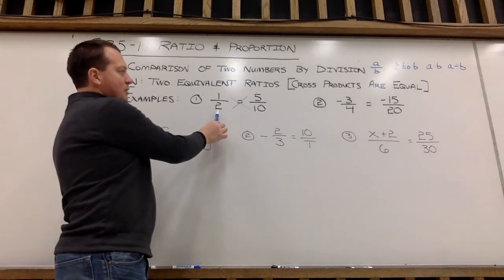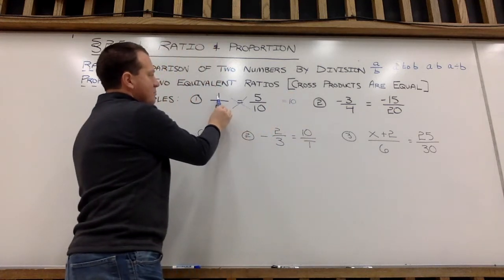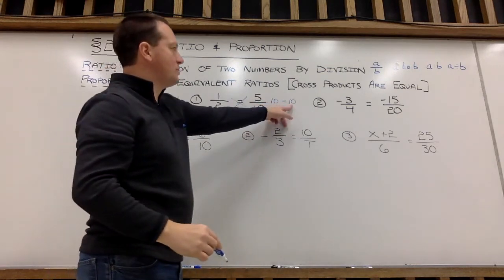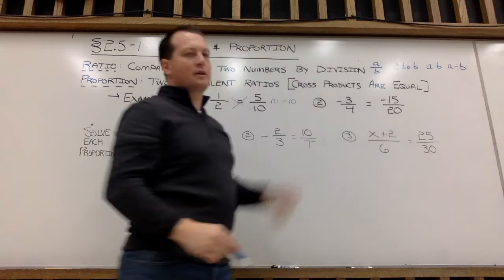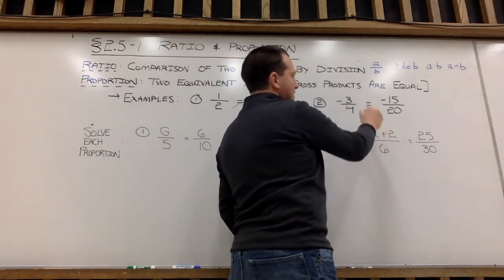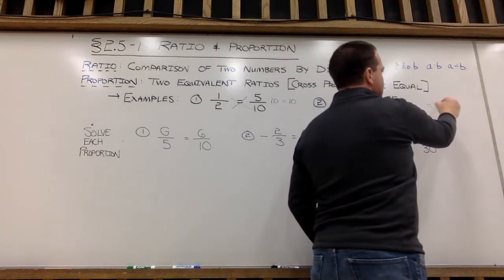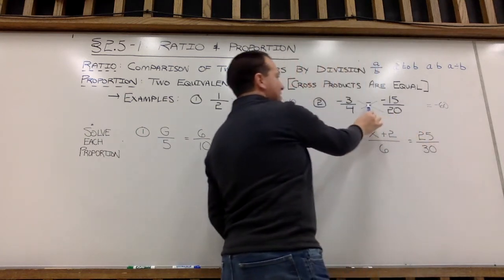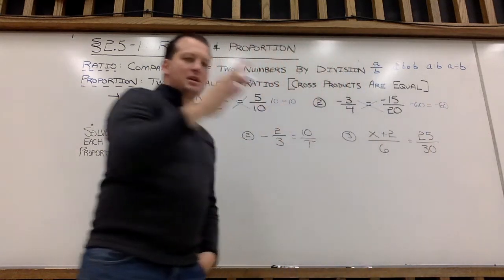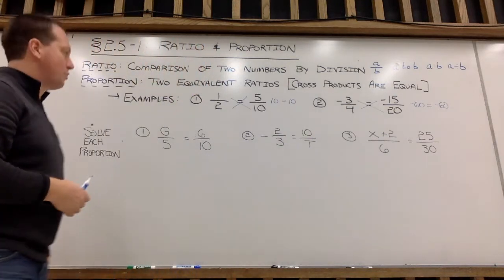I can show that by multiplying 2 times 5 is 10, and 10 times 1 is 10. So multiplying diagonally, you should get the same result, equal cross products. Let's show it here with -3/4 and -15/20, my diagonal cross products. 4 times -15 is -60, and then 20 times -3 is also -60. Since -60 is -60, I know those two ratios do form a proportion.